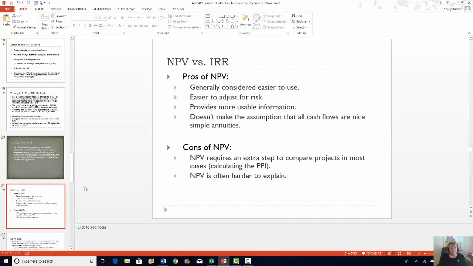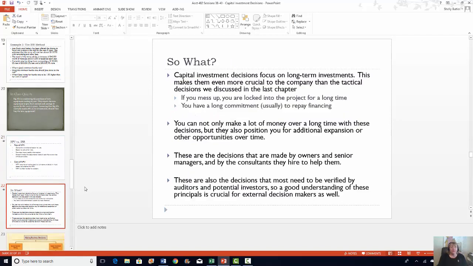So the cons of net present value is it requires the extra step to compare projects in most cases, like calculating the PPI, and net present value is often harder to explain, although most managers are going to know how to do that. But if you're trying to explain it to another engineer or another employee, it might be a little more difficult. So what? And of course, that's Jason's thing. I would say, well, what does this mean? But he likes that. So that's what we're going to go with.